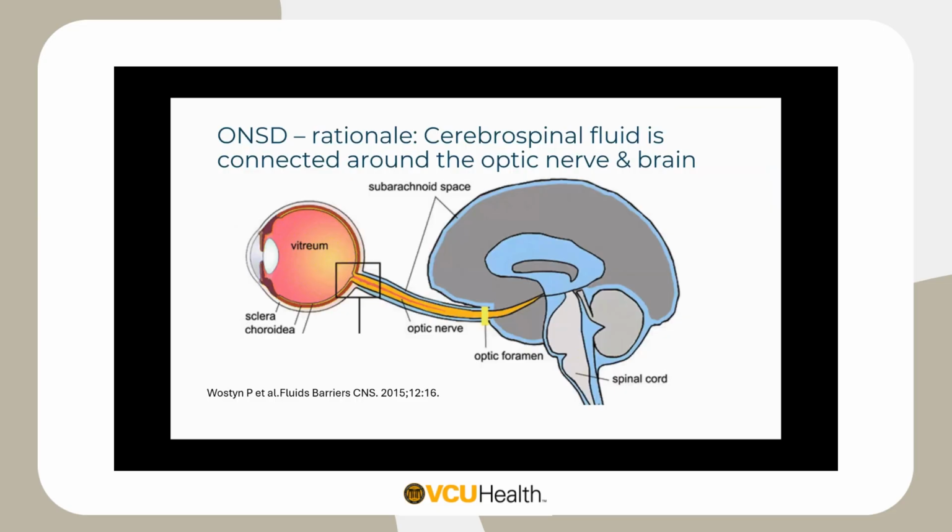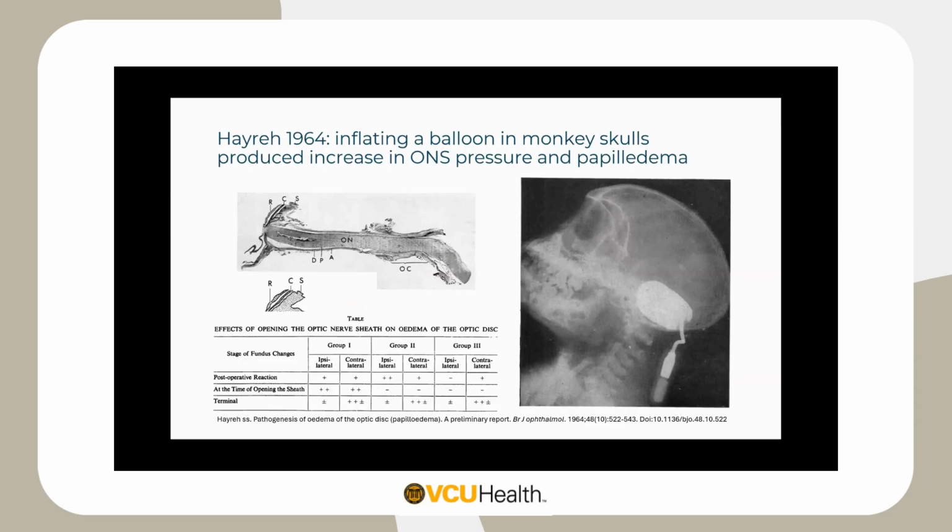As many of you know, the subarachnoid space of the optic nerve sheath is continuous with that of the brain. So theoretically, changes in intracranial pressure, with communicating cerebrospinal fluid columns, should make it act like a barometer. And we have some experimental studies that looked at this.